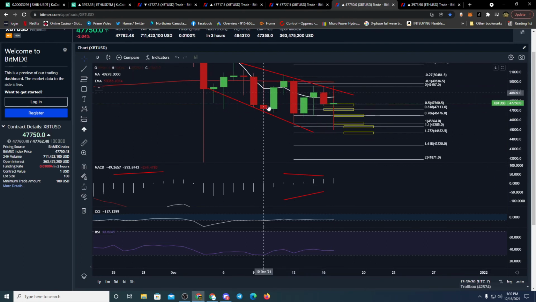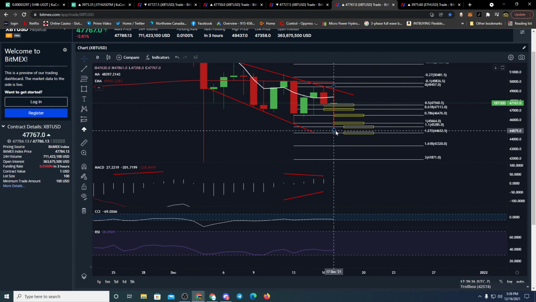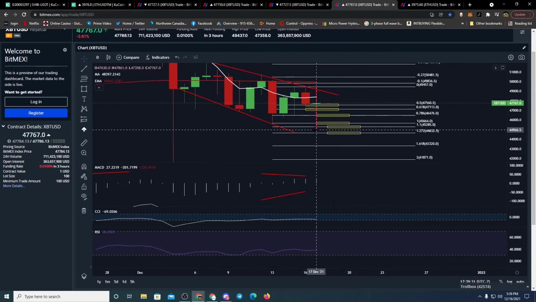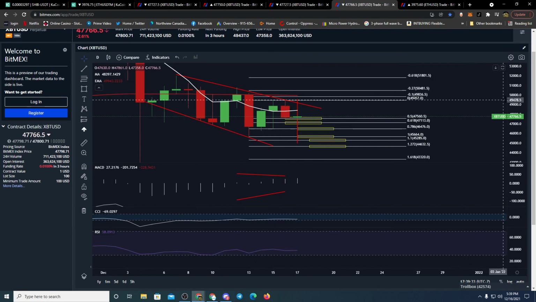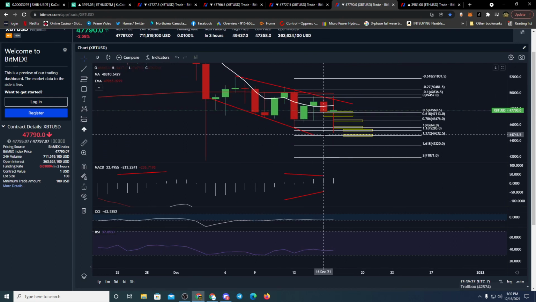So you got to watch the patterns too. Same thing. And then it gets rejected off this downward channel. And that's about right there. When you start looking at every little detail, everything adds up to we're going down. And in this zone is where they're going to buy.